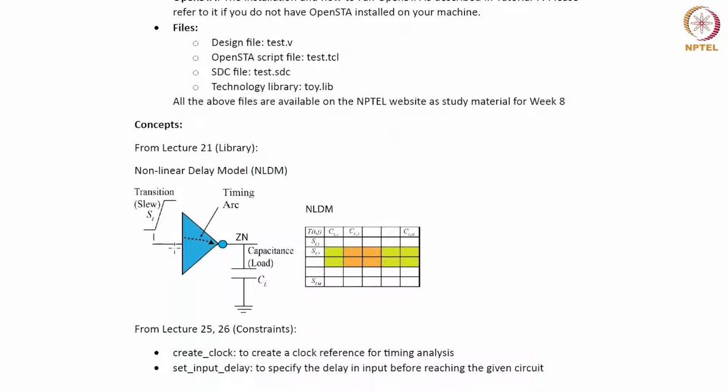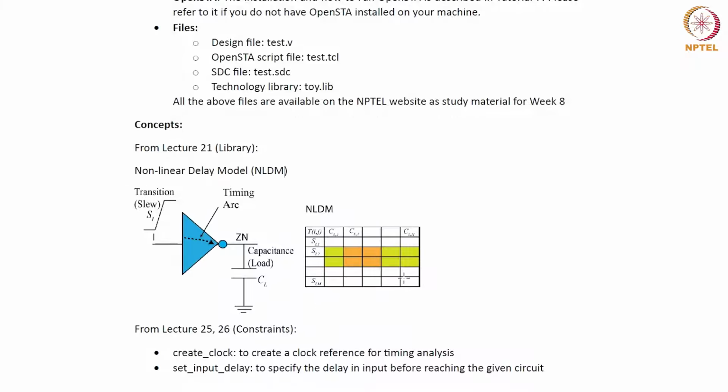For example, the timing arc between an input pin I and the output pin Zn of an inverter, and the delay is considered as a function of input slew or input transition and the output load or the output capacitance Cl, and it is modeled as a two-dimensional table. On one axis we have the various loads or capacitances, and on the other axis we have the input slew or transitions.